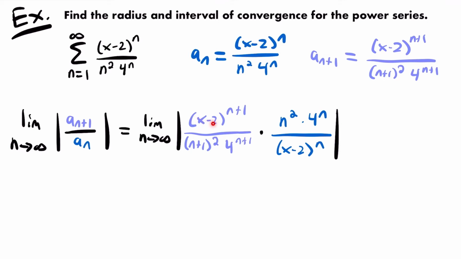We have (x − 2)^(n+1). We can break this up to be (x − 2)^n times (x − 2)^1, and then we can break up this power as well and have 4^n times 4^1.